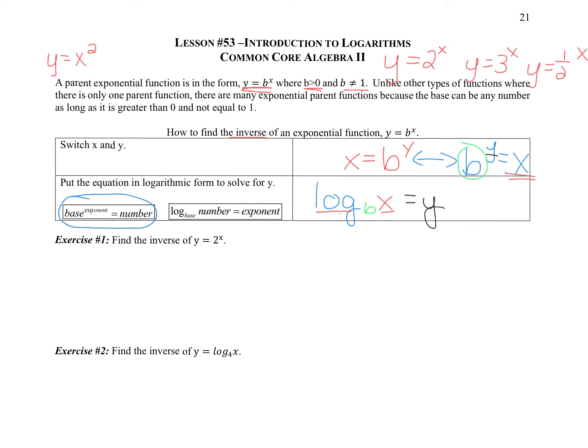So for the next one, it says y equals 2 to the x. We're finding the inverse. So we switch x and y. Then we can write our logarithm. The base goes low, log base 2. The current answer, which we call the number, goes next to the logarithm. That's what we're taking the logarithm of. And then the exponent becomes the answer. So log base 2 of x equals y. So if I was to graph these two, this graph and this graph are inverses of each other, and they also ask kind of the opposite question, which we'll see on the next page.